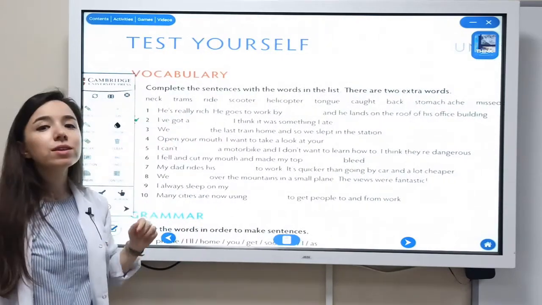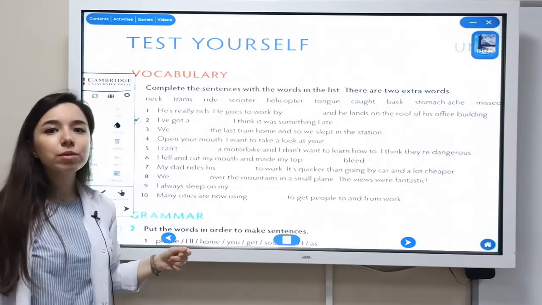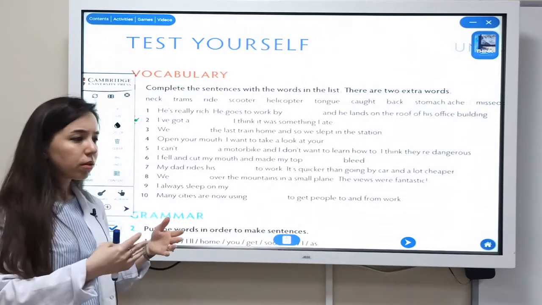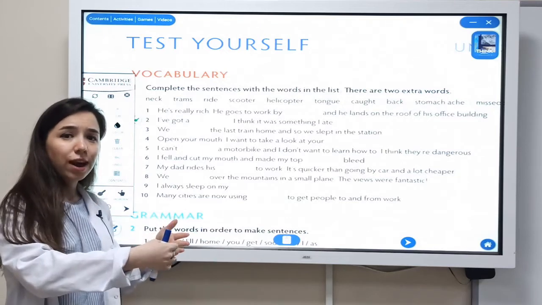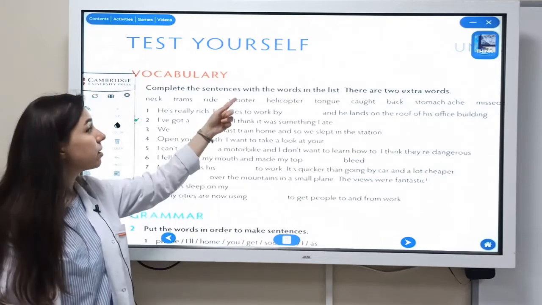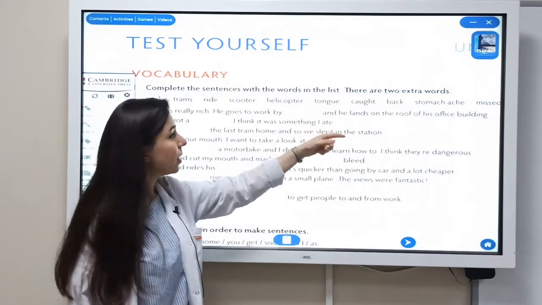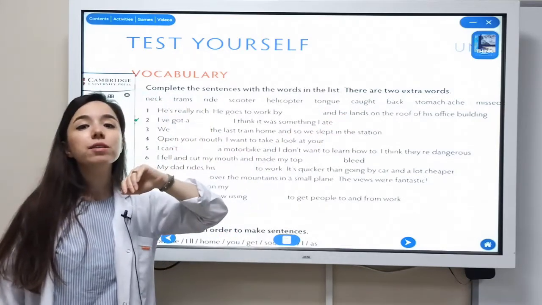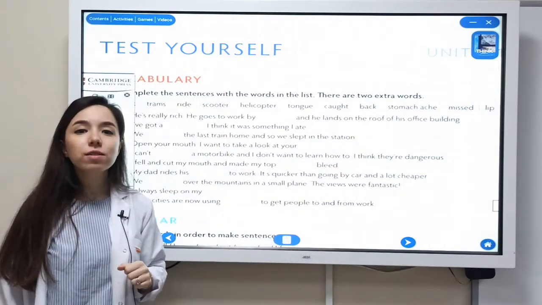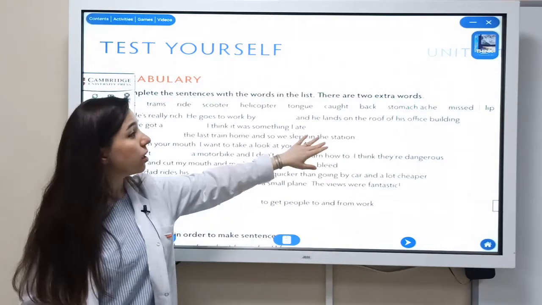So, neck. What is neck? You know that here is our neck. Tram. Tram is like a tram. We have trams in Istanbul, for example. You get into the tram and go to another part of the city. Ride a bicycle. Scooter, everybody knows. What is scooter? Helicopter, you know. Tongue. Yes. Cough. Back. Stomachache. When you have a problem with your stomach, you say to the teacher, I don't feel well. I have some stomachache. Can I get out?